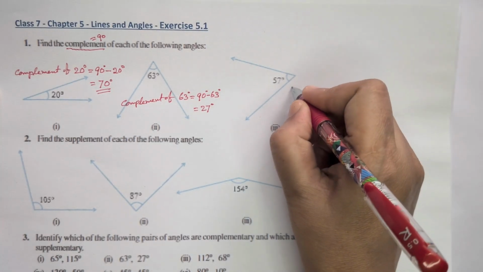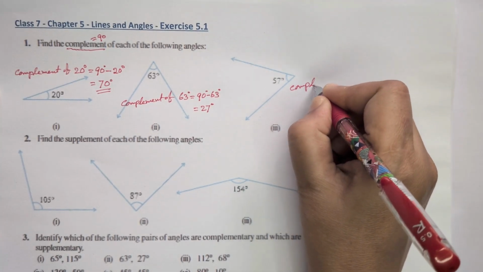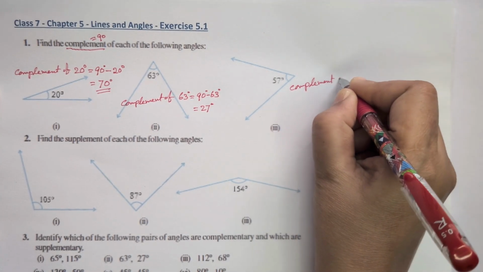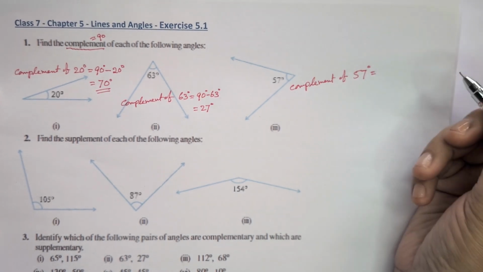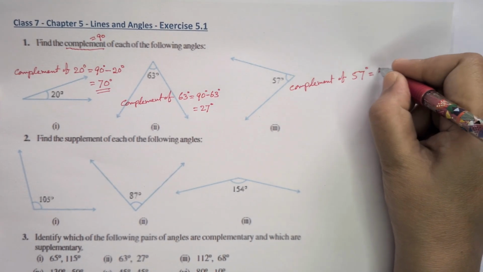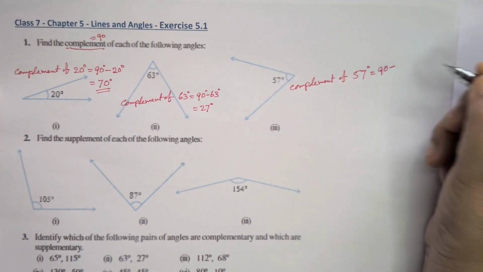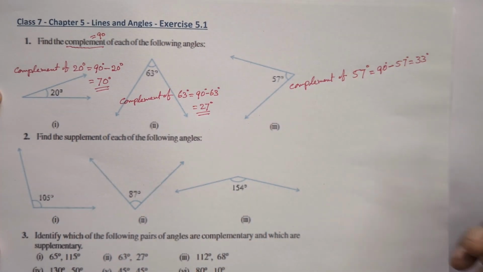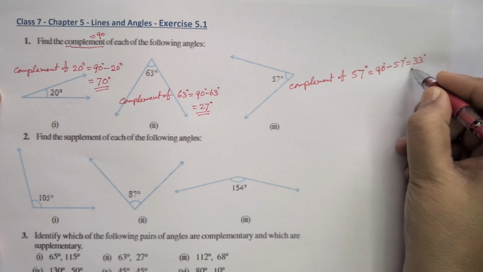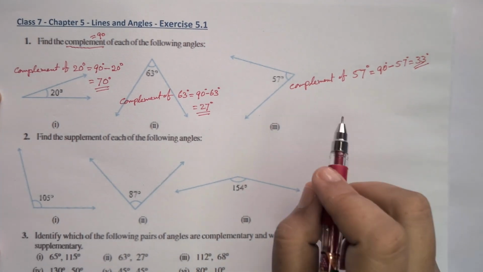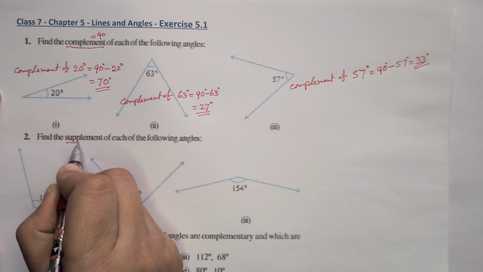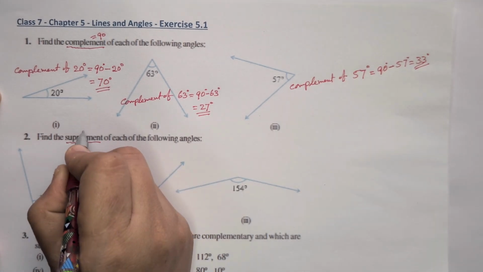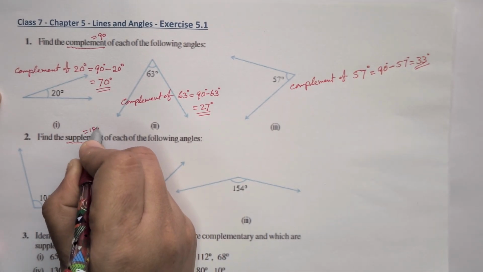Same way here, the complement of 57, which is equal to 90 minus 57. So 90 minus 57 is equal to 33. So complement means 90 degrees. Next is supplement. Supplement means the sum of two angles is equal to 180 degrees.